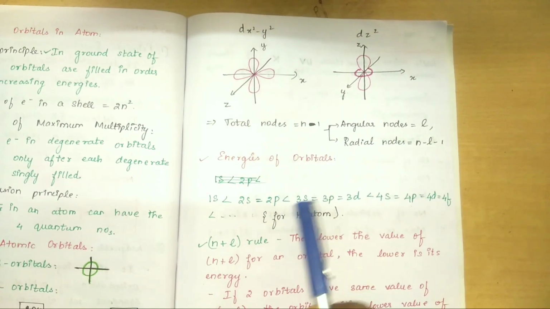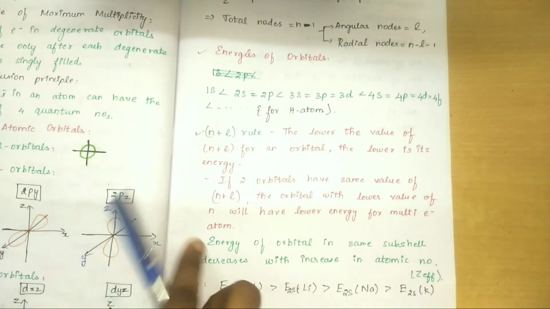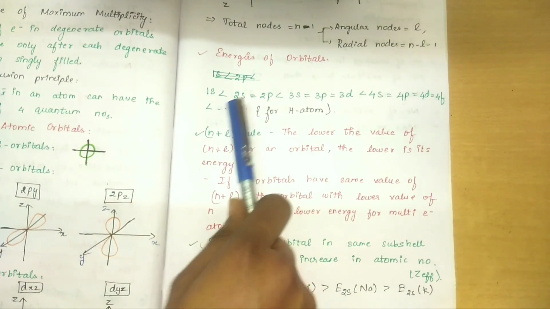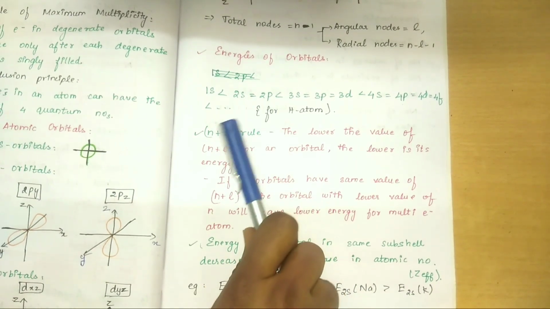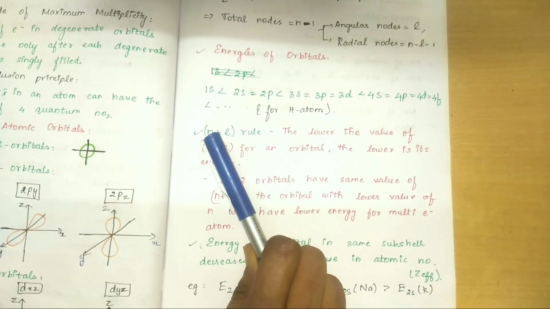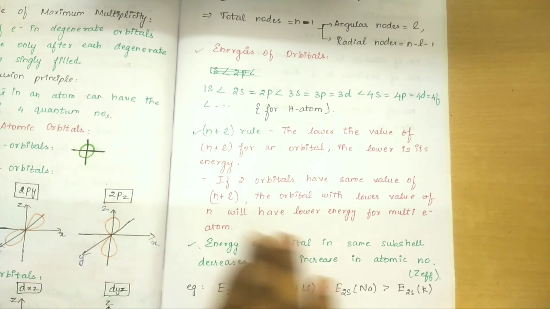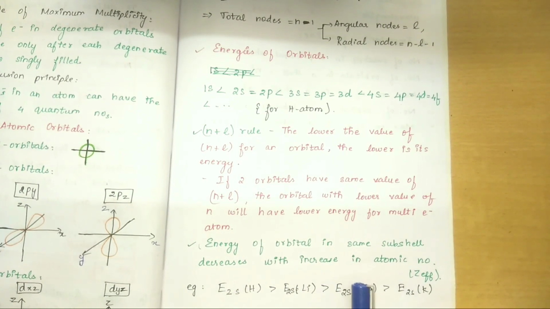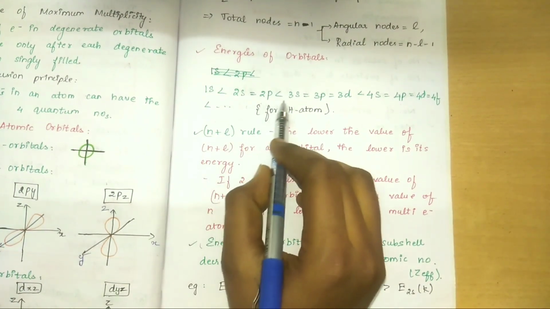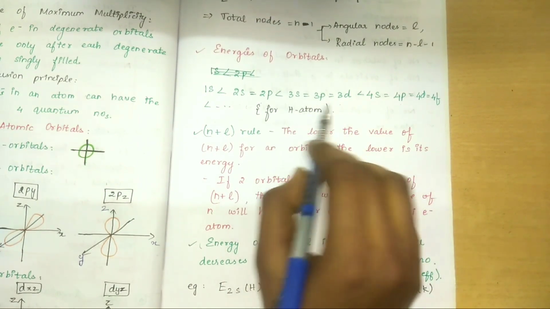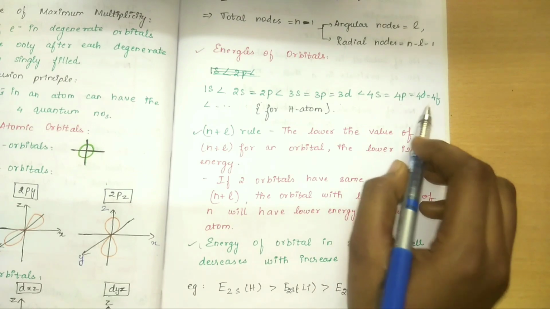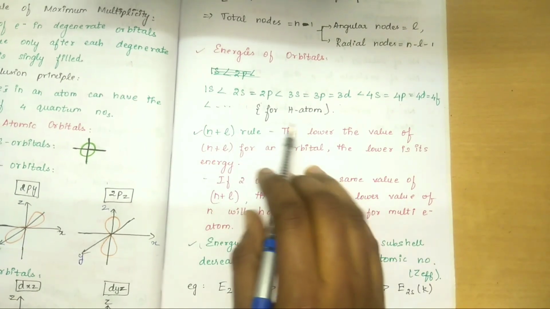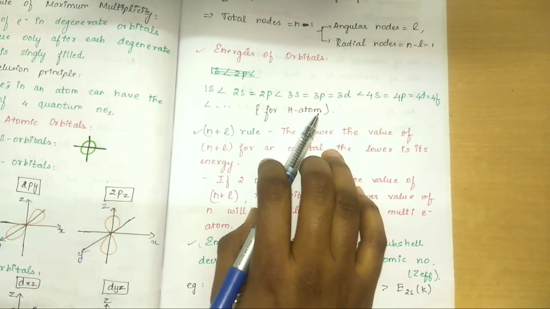The energy of orbitals, here it is likewise. 1s has the lowest energy. 2s and 2p have similar energy. If orbitals have the same principal quantum number, they have the same energy and are degenerate in nature. 3s, 3p, 3d all three have the same energy, which is less than 4s, 4p, 4d, 4f and so on. And this is for the hydrogen atom.